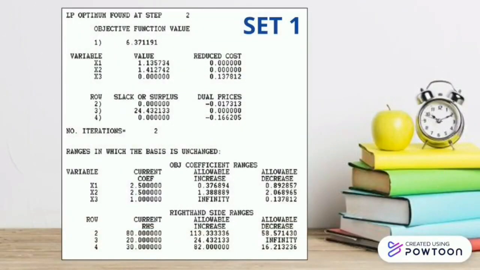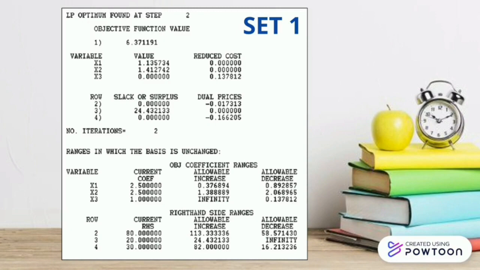Sensitivity analysis of set 1. This sensitivity analysis was solved by using the LP solver, which is Lindo. Based on this output from Lindo, we can see that X1, which is nasi lemak, can increase the price by 40 cents, becomes the new price RM2.90, and we can also lower the price by 90 cents, becomes RM1.60.